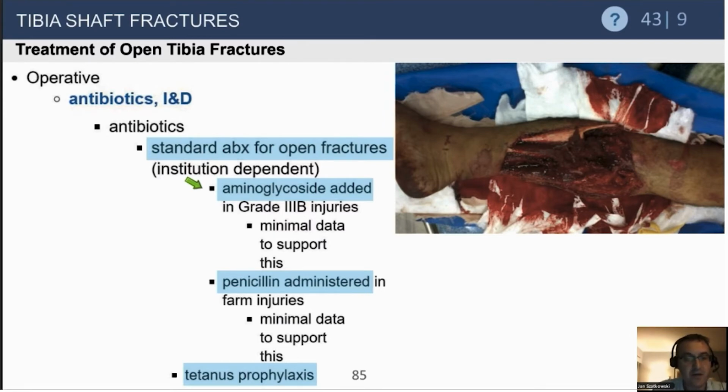For farm injuries, you want to think about adding penicillin as well. There's minimal data to support this, but we do this. Farm injuries also bump up your open fracture to immediately a type 3. Tetanus prophylaxis, make sure it's up to date. This is something that you don't want to miss.